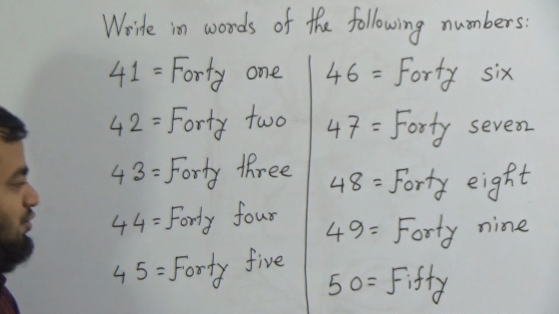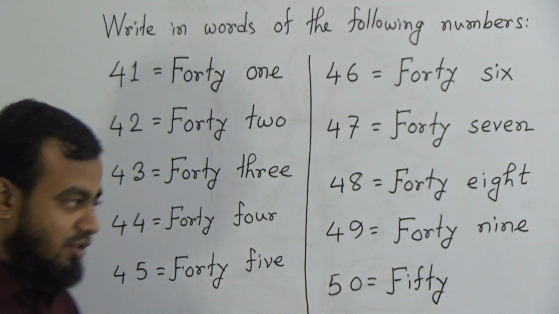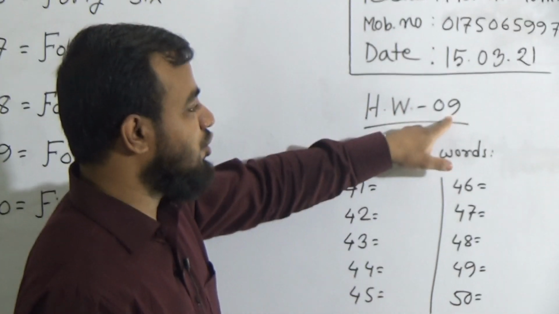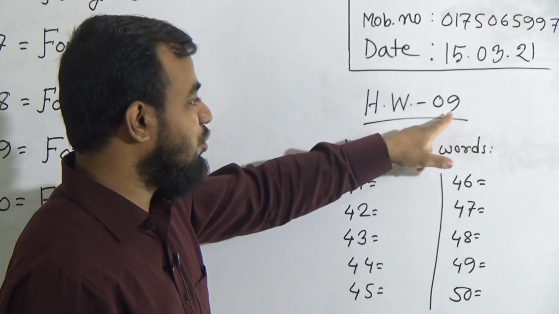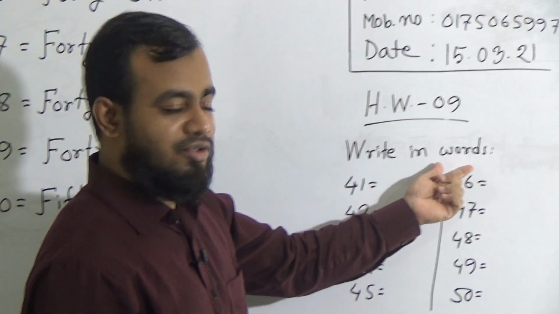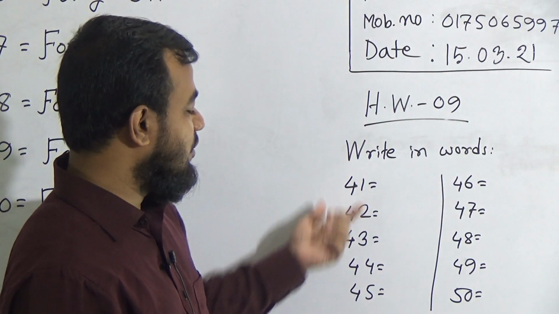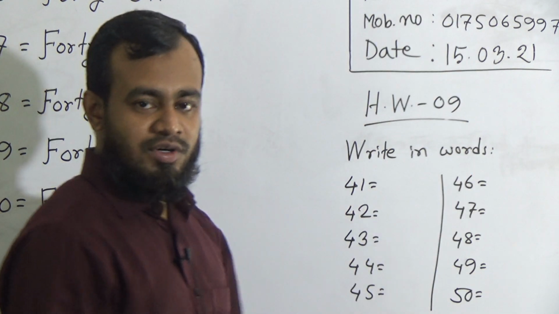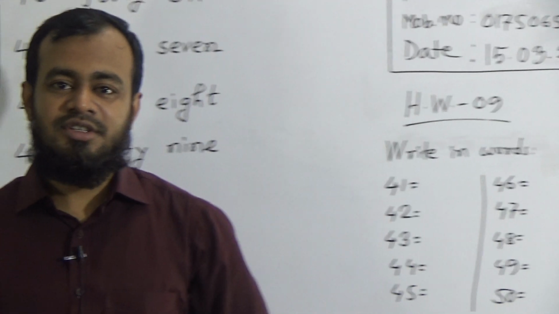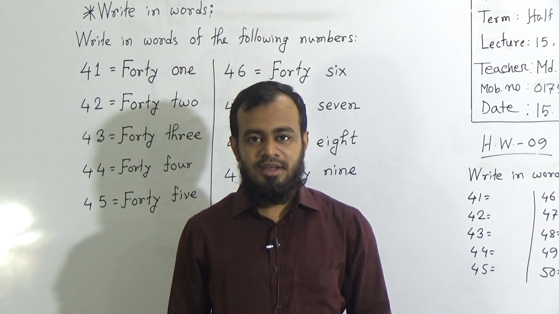I hope you have understood how to write down in words. Dear students, you have the homework and your homework number is 9. Please mention the homework number in your HW copy in the left up corner. Okay, then you should write the topic, write in words. After that you should write down these 10 numbers in words. Please do the HW very carefully and submit your HW every Saturday from 9 AM to 3 PM.